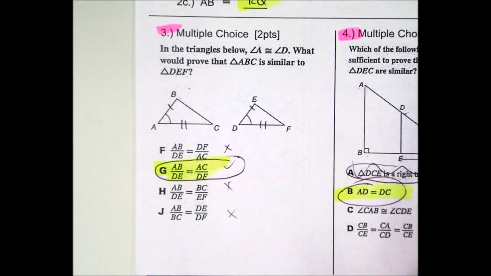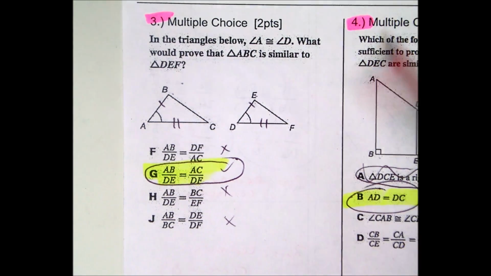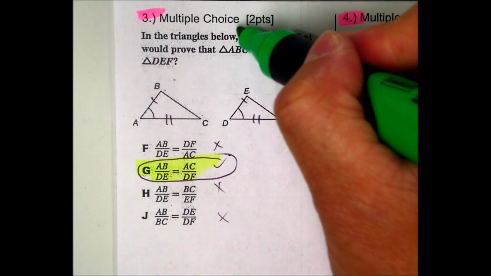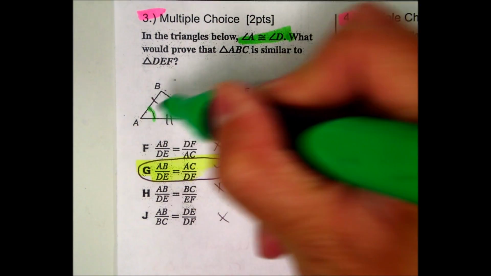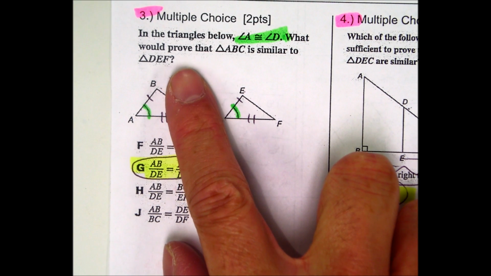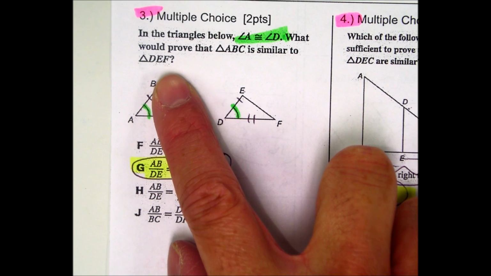Question number 3, in the triangle below, angle A is congruent to angle D. So they already give you that. So I'm going to highlight that in green. So this is given information. What would prove that triangle ABC is similar to triangle DEF?